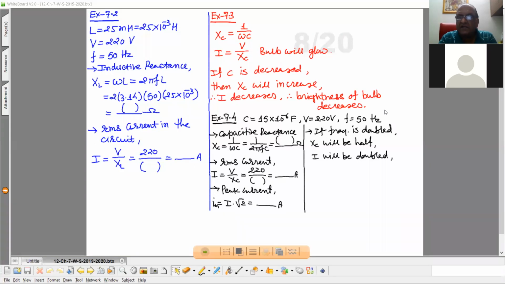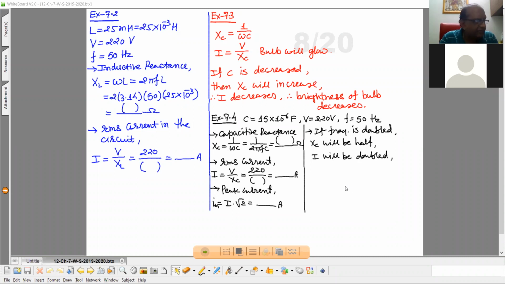But if it is connected with DC, then the resistance offered by the capacitor is infinite, because for DC the frequency is 0 here. So if capacitive reactance is infinite, then current will be 0. So simply we can write, with DC, current will be 0. Simple thing.